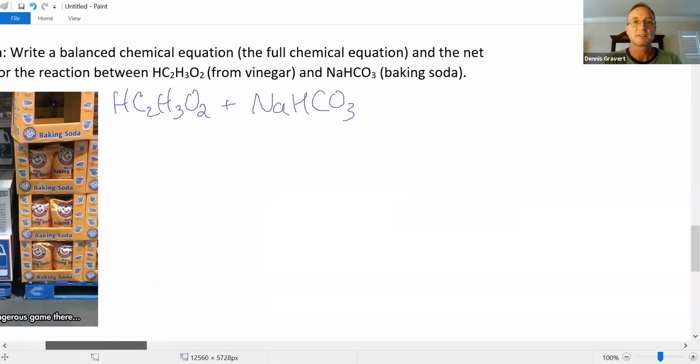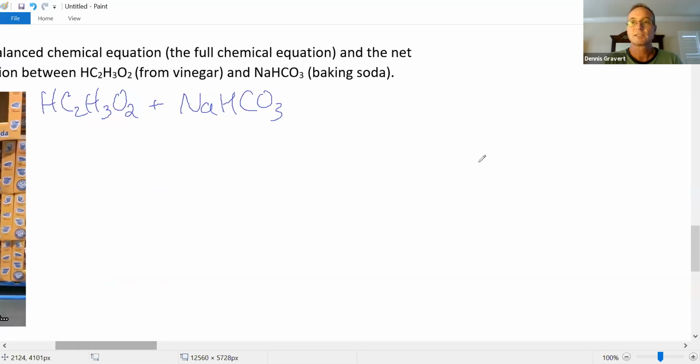Let's get a little more space here. Okay, so we want the full chemical equation. So you got to get the products, then you balance it, then you put in the physical states. Let's get the products. Let's switch to cations.